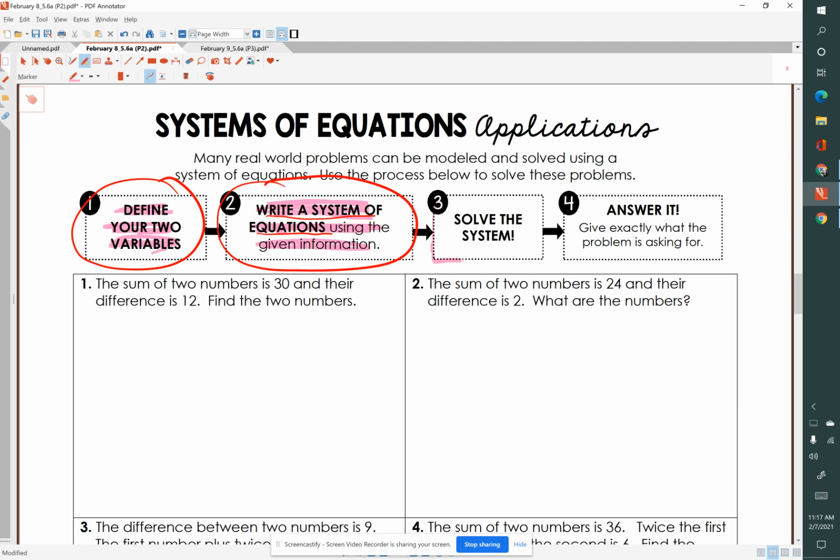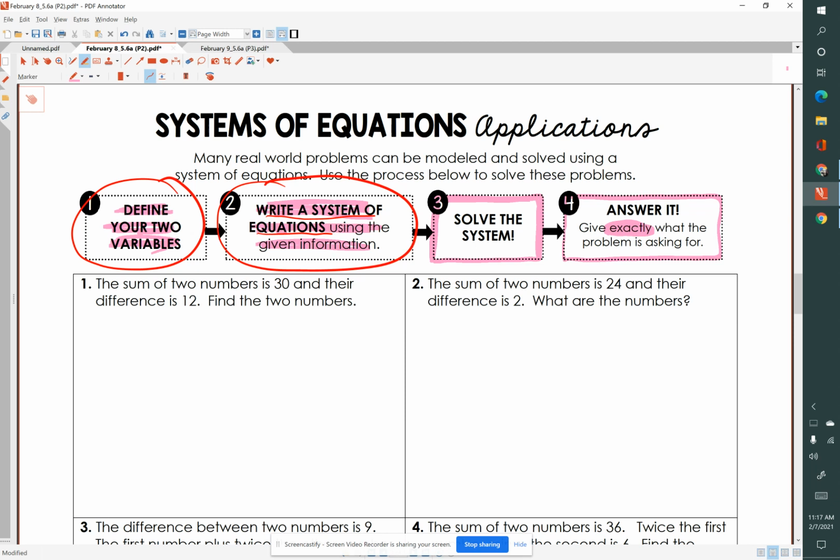Then solve the system. If you're still having trouble with solving the systems, you can go back and watch prior videos. You can go back and look at prior lessons and then answer it. Remember, give exactly what the problem is asking. You know, if they ask for how many cups of sugar, you're going to give them cups. How many miles did he drive on the first day? Well, then your answer is in miles.